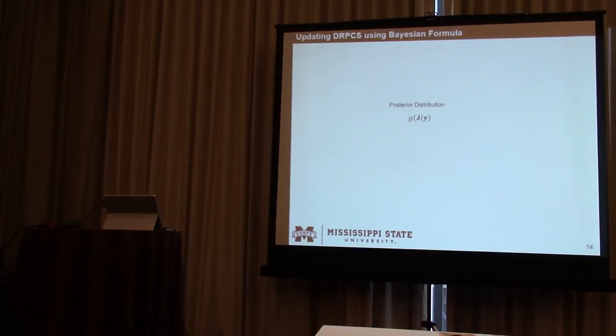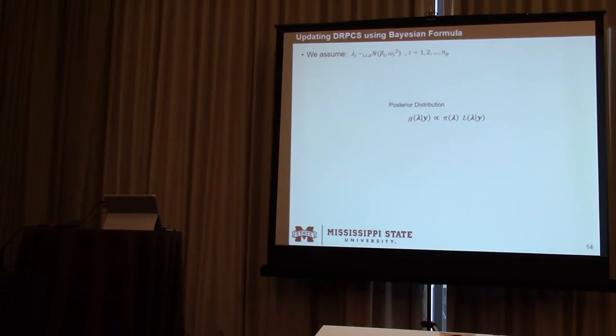Let G represent the posterior distribution of lambda given the data collected from the current study, represented by lowercase y. We are estimating this expression using the Bayesian formula. Pi here represents the prior distribution of lambda, and L represents the likelihood function of lambda given y.